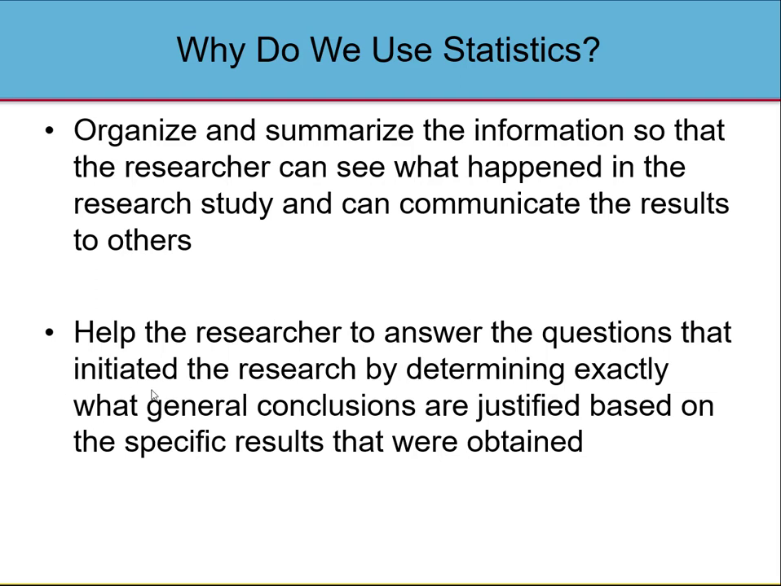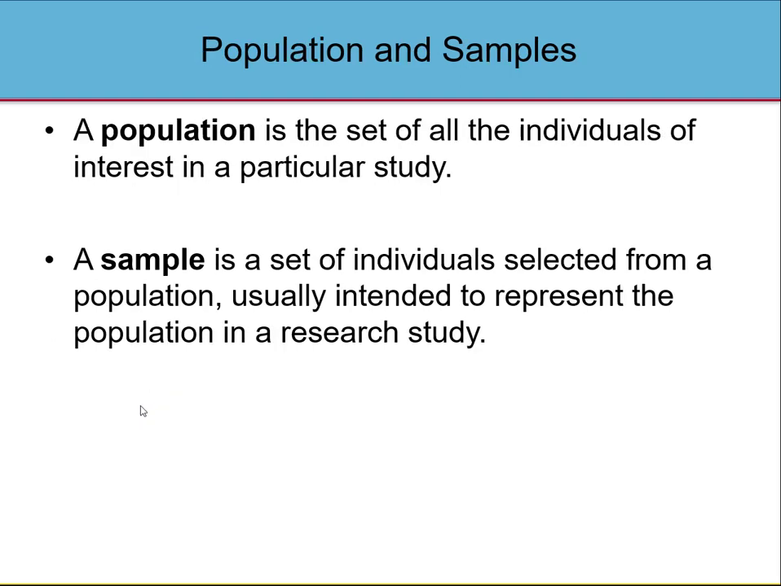broader population. So I keep saying population. So the population is the set of all individuals of interest. So if I'm looking at special ed students in 6th through 8th grade, then my population of interest is all special ed students between the grades of 6 and 8. But my sample might be 50 kids from 2 different middle schools. So those are the individuals selected from the population, usually intended to represent the population, and then whatever we find with our samples, we then generalize back to the broader population.